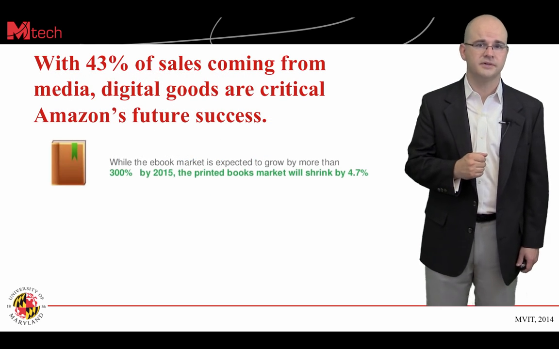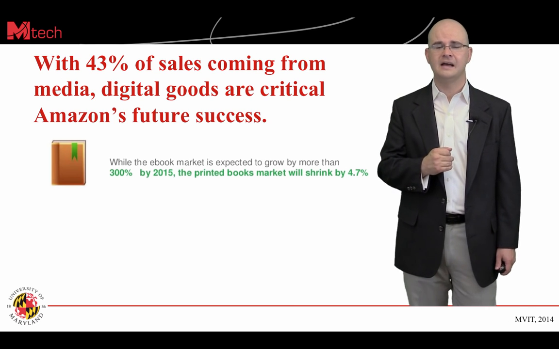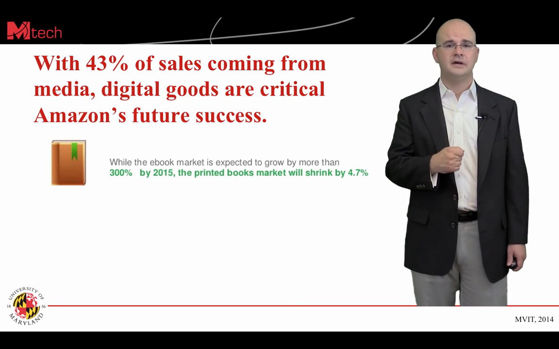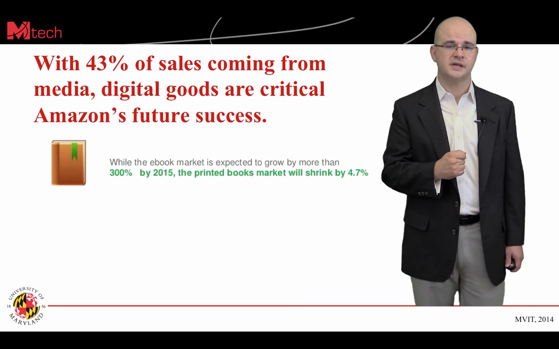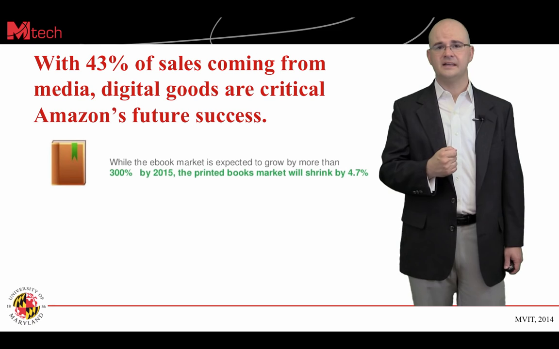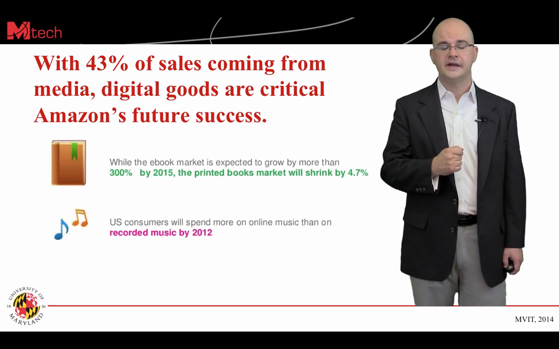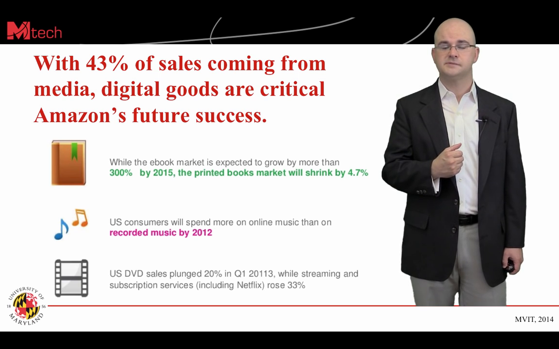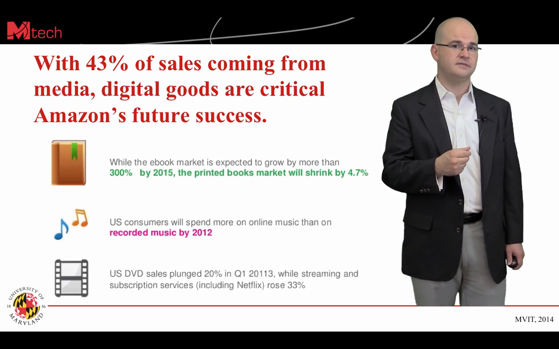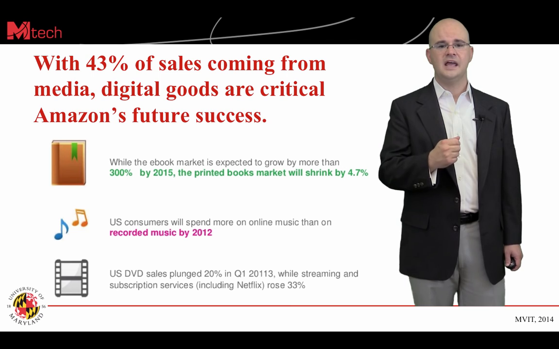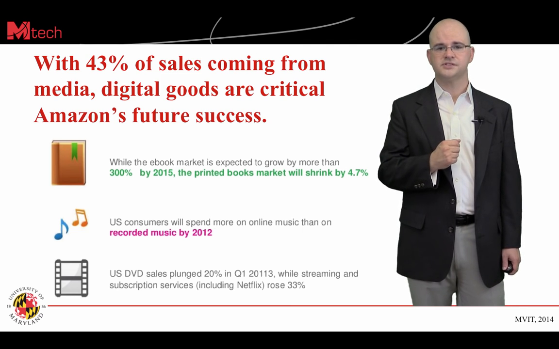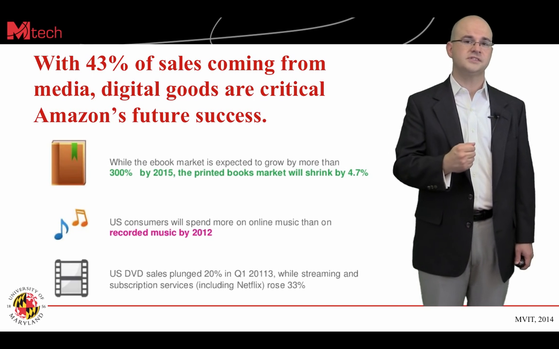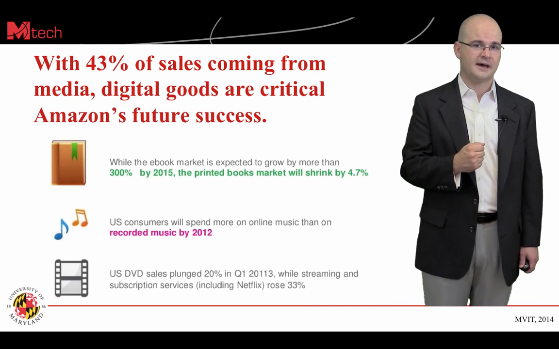Amazon is a great example of this, and Amazon is a company that we're going to look at through the first few lectures of our course as a mini case study of how to identify and act on entrepreneurial opportunities. Amazon, for decades, has been a leader in print books, printed music, CD-based music, movie sales and DVD sales. But today, 43% of their sales are coming from media, and digital goods are an increasing piece of that.